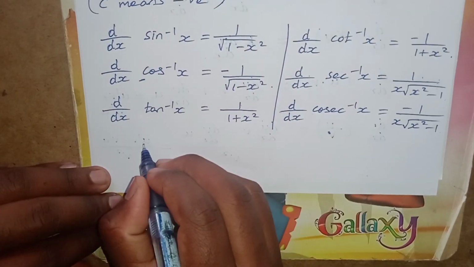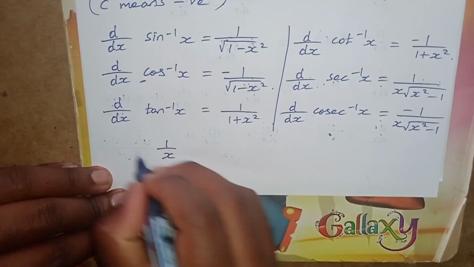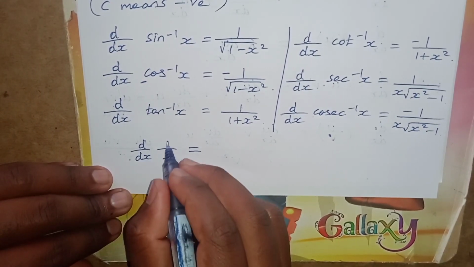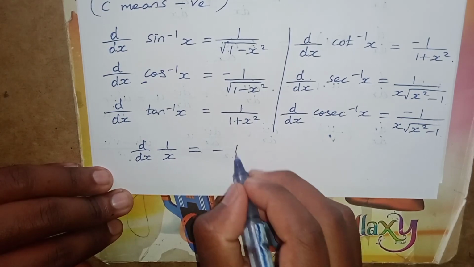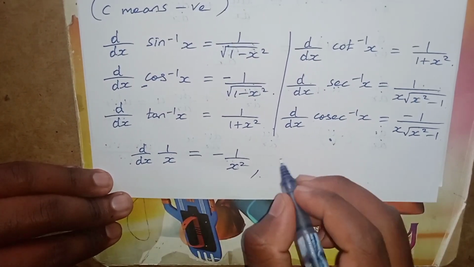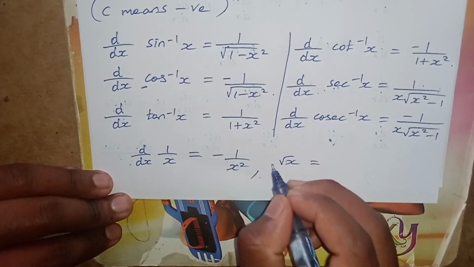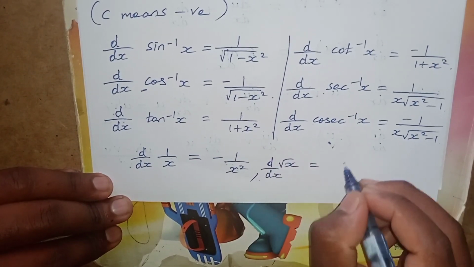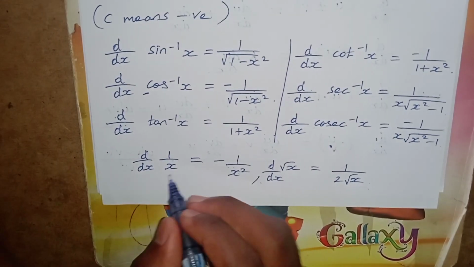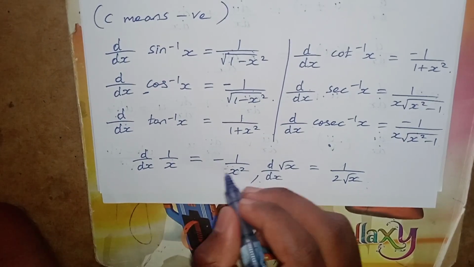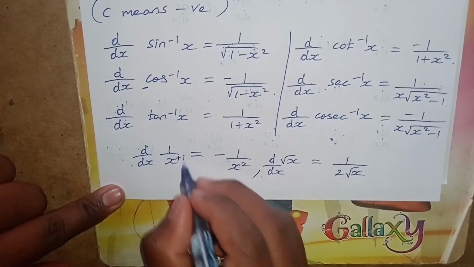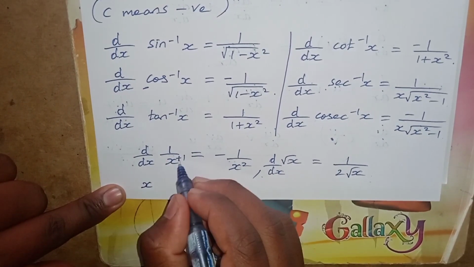Next, some important results. d by dx of 1 by x: whenever my function is 1 by x, my result is directly minus 1 by x square. Similarly, d by dx of root x, the differentiation is 1 by 2 root x. Whenever the questions are there, for 1 by x I will take simply minus 1 by x square.